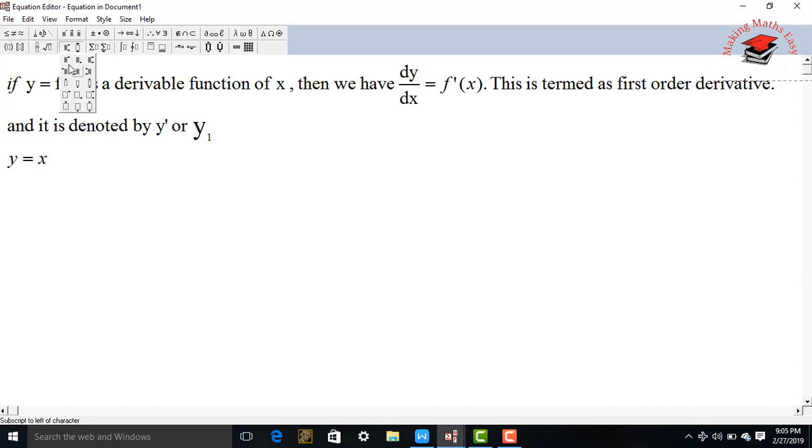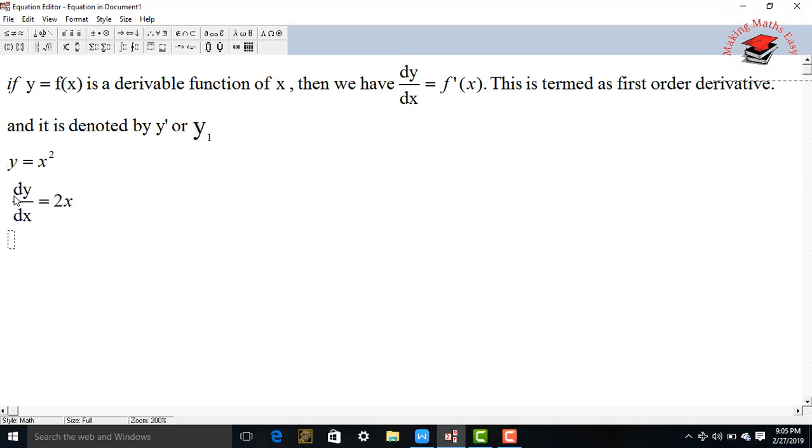If I'm having a function, let's say y equal to x square, and I want to differentiate it with respect to x, then dy by dx, the derivative of y with respect to x, will be equal to 2x. As we know, the formula is n into x raised to n minus 1, which gives 2x in this case.